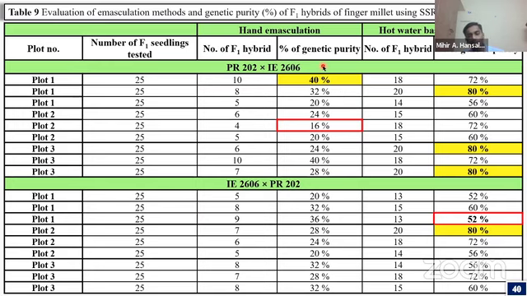So, this case study concluded that the SSR marker, which is codominant in nature, gives a reliable, 100% accurate result in hybridity testing, whereas hot water is the most efficient method compared to hand emasculation, and genetic purity is also highest in the hot water method compared to the hand emasculation method. And molecular based detection of hybrid testing, we can use it to check the genetic purity compared to the GOT test.